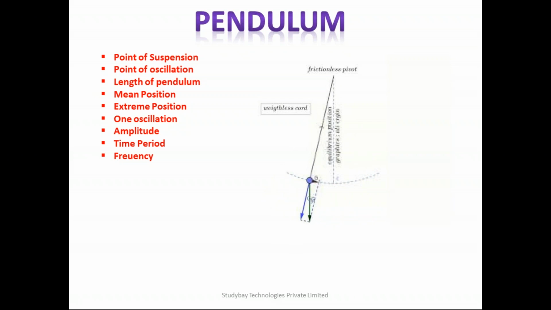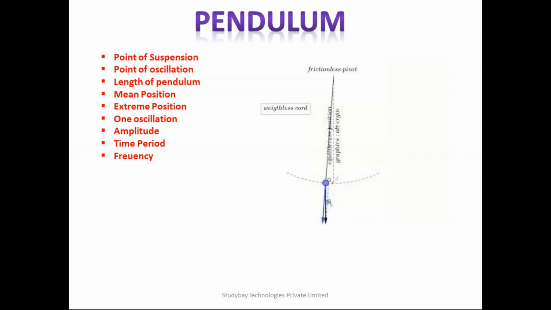Now the length of the pendulum is the length of the wire plus the radius of the bob, right? You can see that the length of the pendulum is the measurement from your point of suspension to the point of oscillation. Now we have mean position. Mean position is when a pendulum is at rest. Of course, the bob will also be at rest. That position is called the mean position.